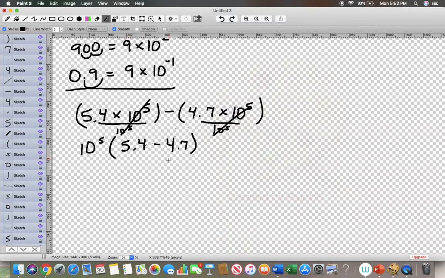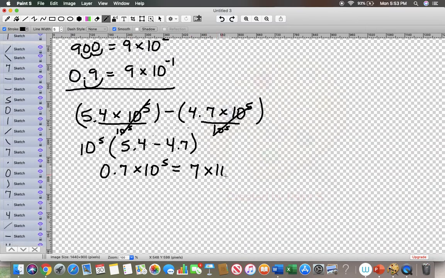What's 5.4 minus 4.7? Well, that's 0.7. And don't forget about your 10 to the 5th out here. So 0.7 times 10 to the 5th power is what these two terms subtracted would be. But is that in scientific notation? No, I need to change 0.7 to a number between 1 and 10.